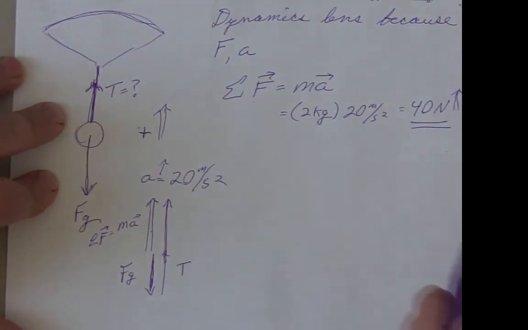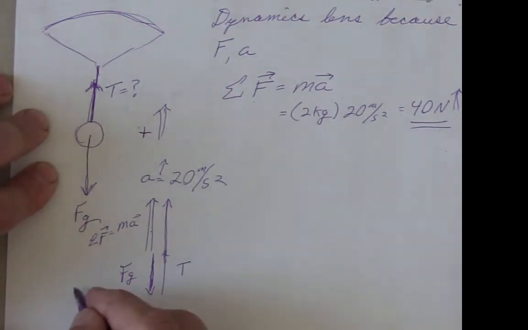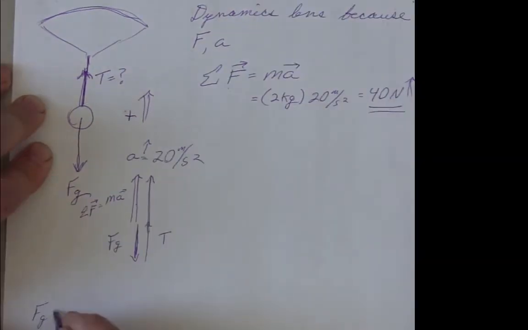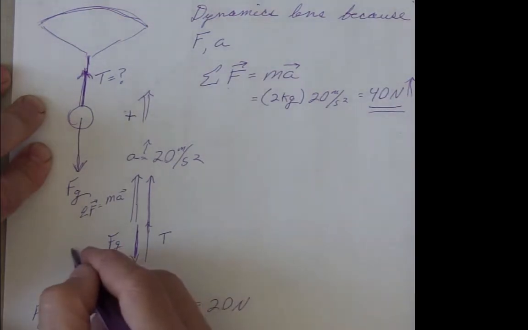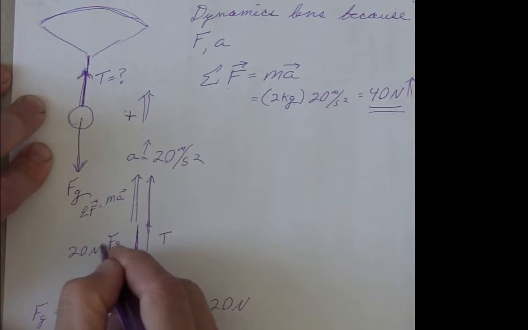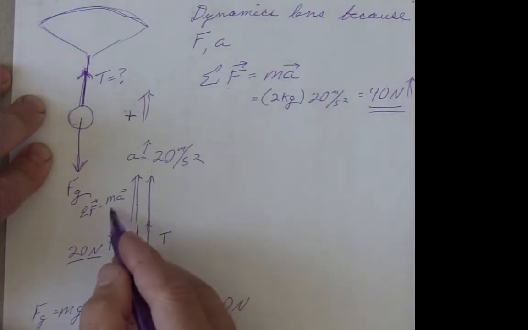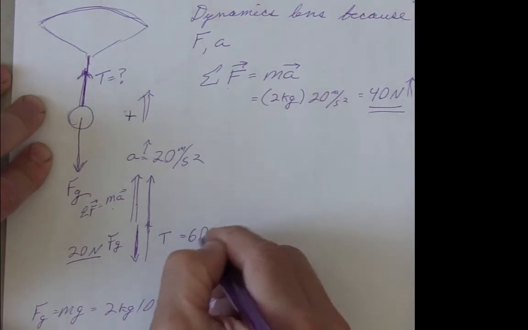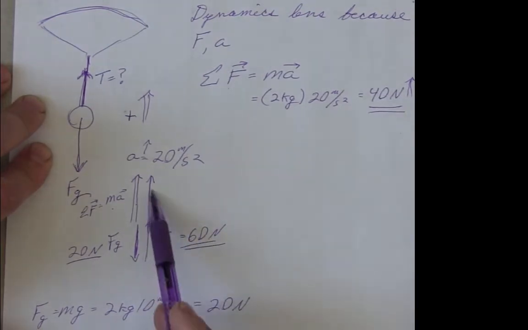And so now I don't really need to write the equation out. I can see that this is 20 newtons, mg. Force of gravity equals mg is equal to 2 kilograms times 10 meters per second squared is equal to 20 newtons, and it's downward. So I could put down this is 20 newtons. And then this is 40 newtons. So I know this guy has to be 60 newtons. 60 newtons is 40 newtons greater than 20 newtons.